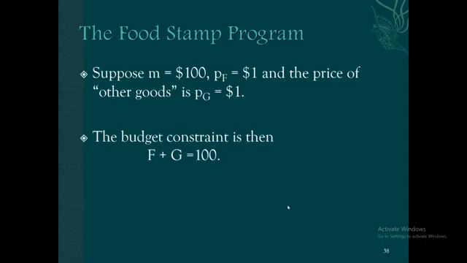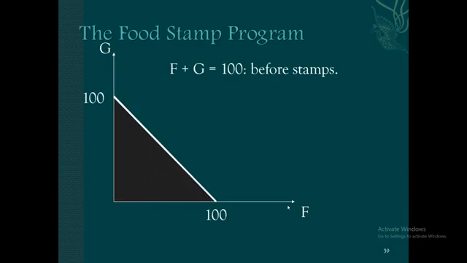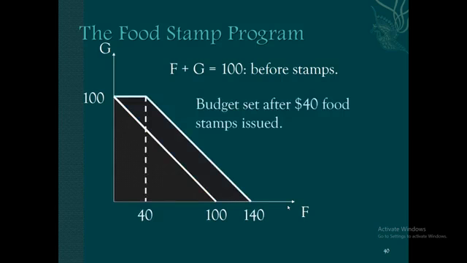Here we assume one of the two goods is food. Suppose M is equal to $100, the price of food PF is equal to $1, and the price of other goods PG is equal to $1. The budget constraint is then F plus G is equal to 100. So this is your 100, G and F together, before the stamp. Now suppose you have a food stamp. After $40 of food stamps are issued, the family's budget set is enlarged to 140, because it is already afforded by this 40 of food stamps.